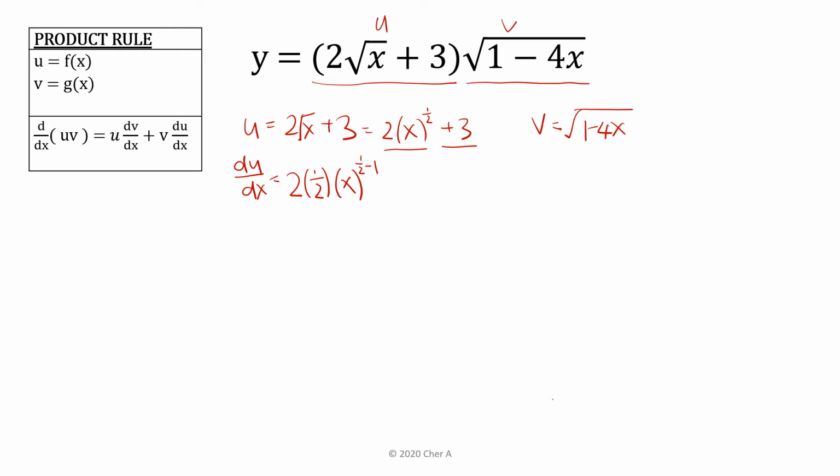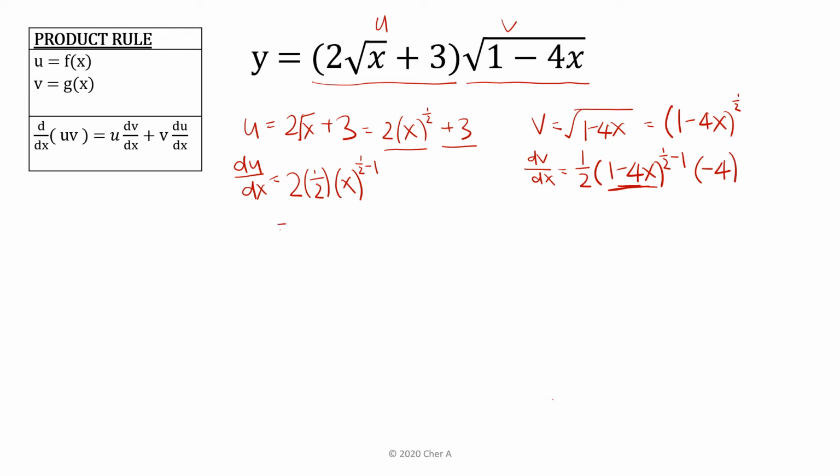So moving on, differentiating v. Now I'm going to change v to power half first to make it easier. So using the shortcut that I mentioned earlier, I bring down the power, keep the function. My new power will be the original power minus 1, and then I'm going to differentiate the function inside here. So I will have minus 4.